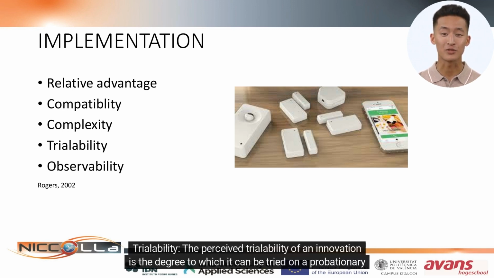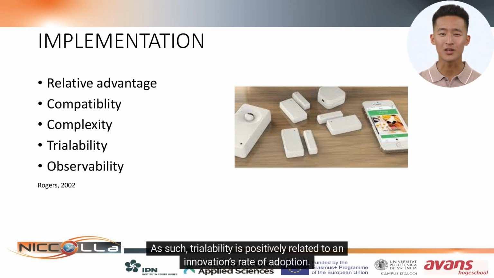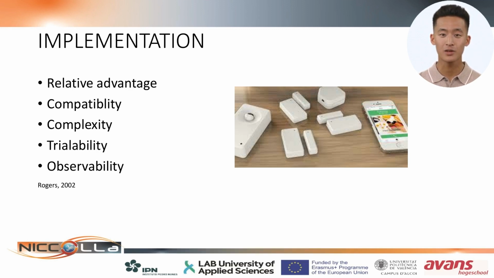Trialability. The perceived trialability of an innovation is the degree to which it can be tried on a probationary basis. Personal trial of an innovation is an effective way to reduce uncertainty about an innovation. As such, trialability is positively related to an innovation's rate of adoption.